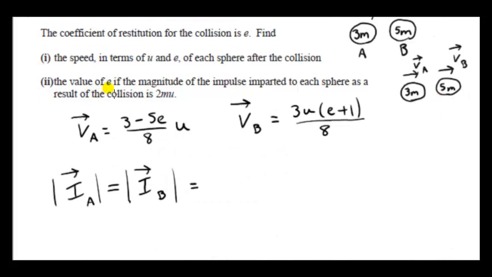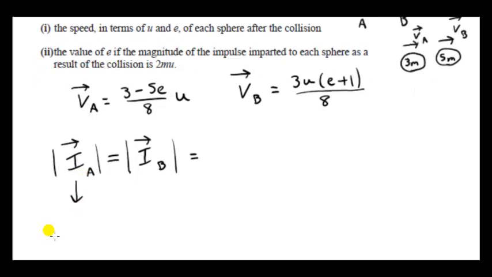Find the value of e if the magnitude of the impulse imparted to each sphere as a result of the collision is 2mu. Now we saw in a previous video that the impulse imparted to, say, sphere A is just the change in momentum of sphere A. Okay, so that's the momentum just after the collision, which is its mass times its final velocity, VA. Well, here's VA. Minus the momentum just before the collision. Well, its velocity before the collision was u.